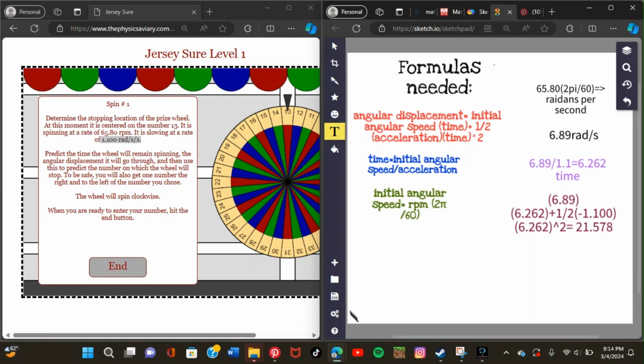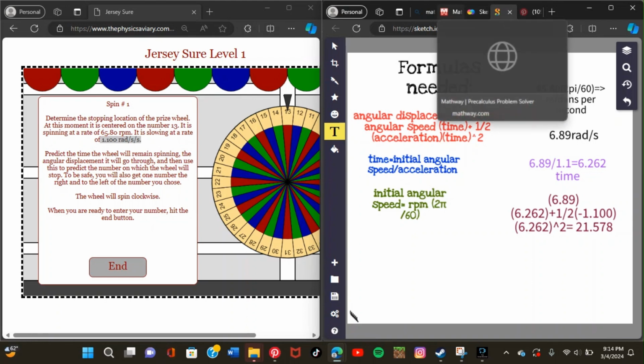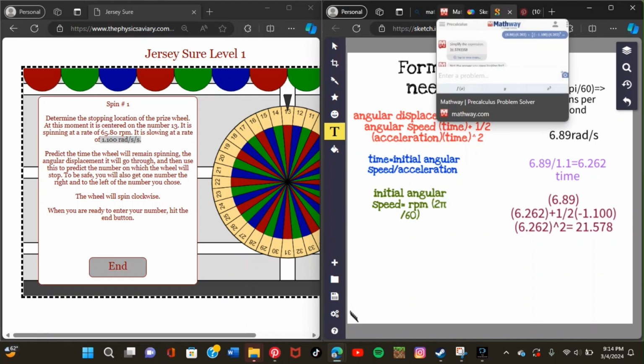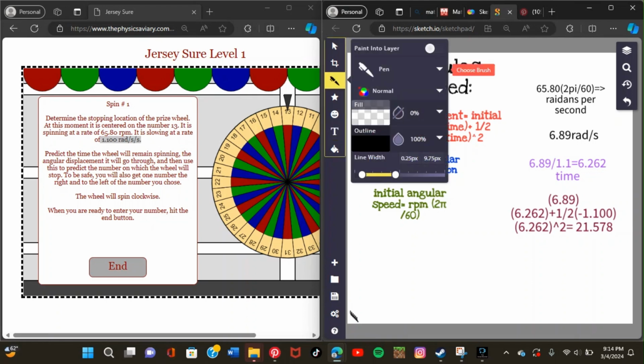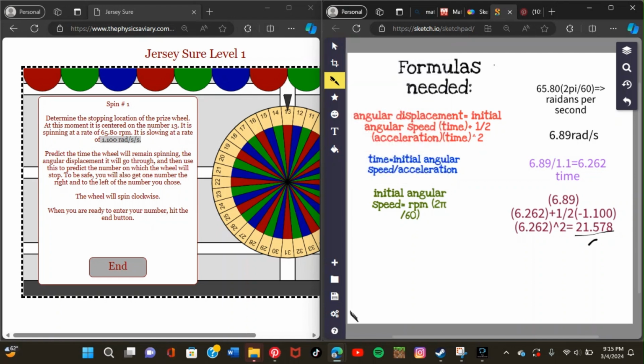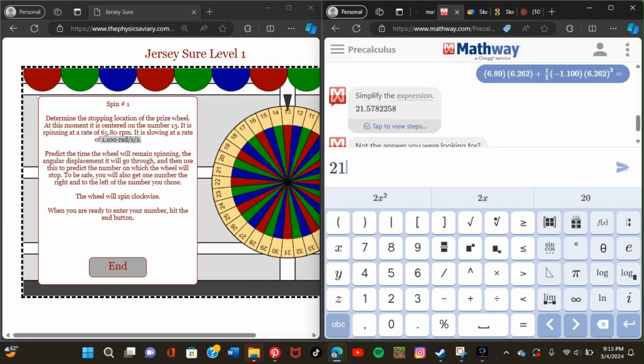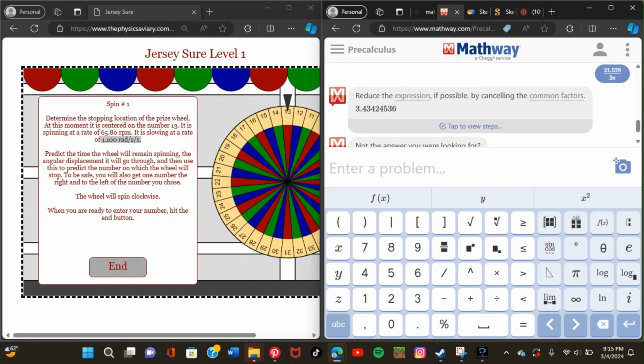So after finding our angular displacement, I forgot. Wait, hold on. Okay, after finding our angular displacement, we need to, let me find the pen. We need to divide this by 2 pi. So 21.578 divided by 2 pi. That is 3.43. So 3.43.